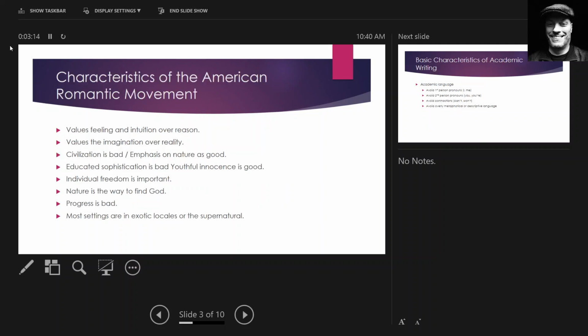The assignment is asking you to take one piece of literature and examine it or argue how that piece of literature conforms to the general characteristics of the American Romantic movement. In one of my PowerPoints, I believe it's the PowerPoint that deals with the legend of Sleepy Hollow, I discuss various characteristics of the Romantic movement. Those characteristics include a value in intuition, or the way somebody feels, over reason or intellect. Values in imagination over reality. Romantic writers would feel that civilization is bad, and there's an emphasis on nature as being good or pure.